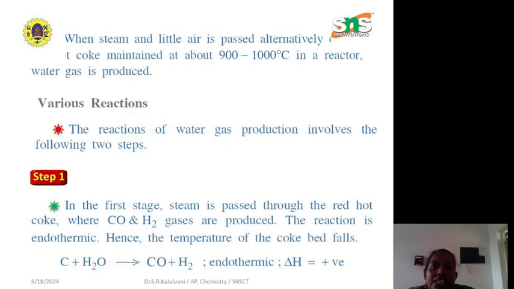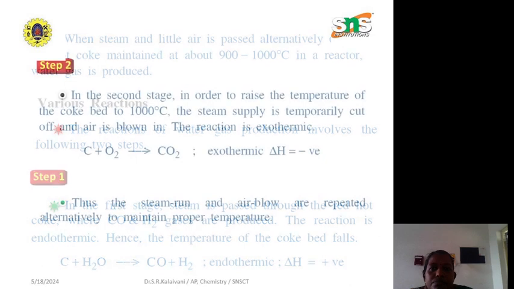When steam and a little air are passed alternately, with coke maintained at about 900 to 1000 degrees Celsius in a reactor, water gas is produced. Step 1. In the first stage, steam is passed through the red hot coke, where carbon monoxide and hydrogen gases are produced. The reaction is endothermic, so the temperature of the coke bed falls.